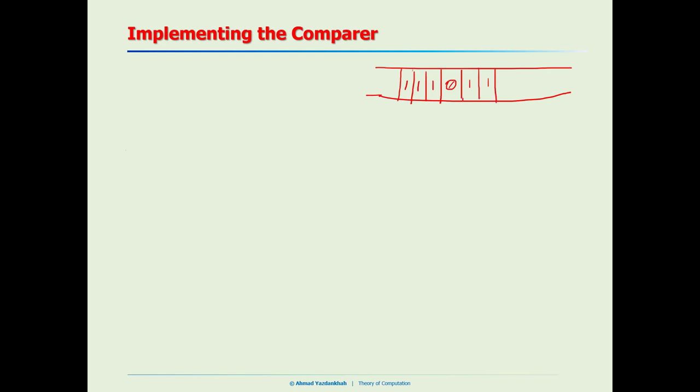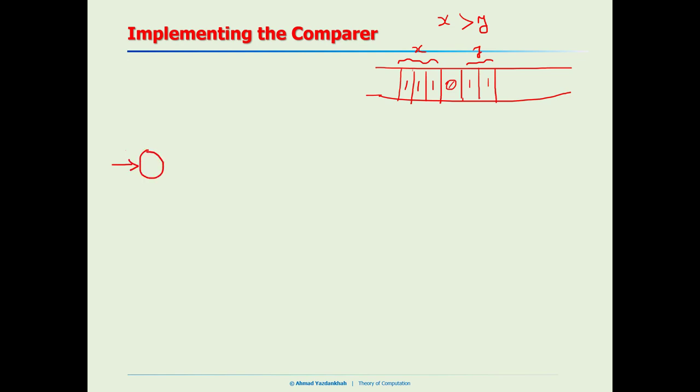So in fact, this part is our x, this part is our y. So here, x is greater than y. Okay, so now let's see how we can solve the problem. Okay, let's start from here.